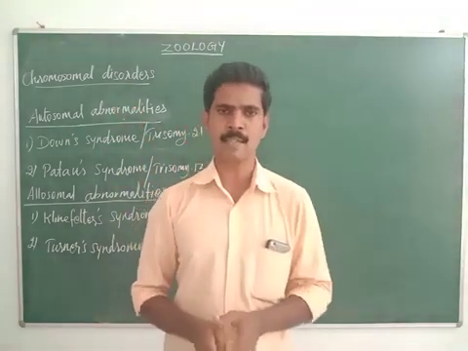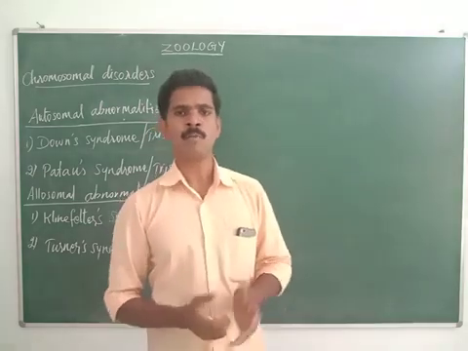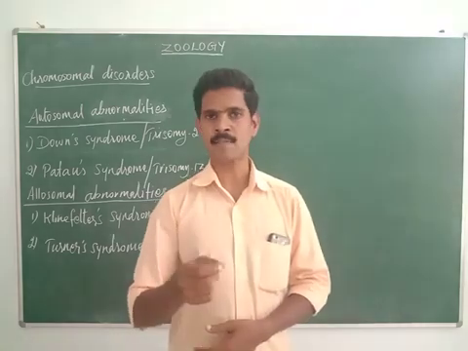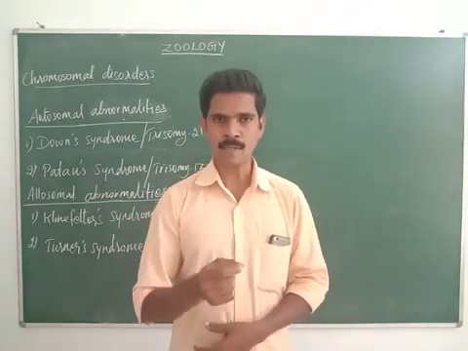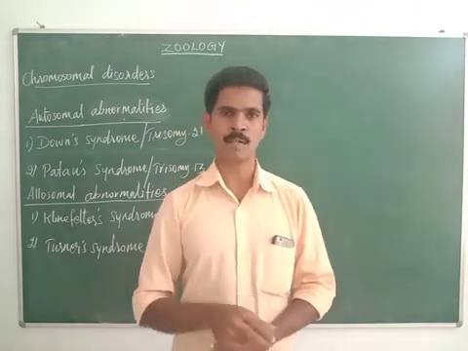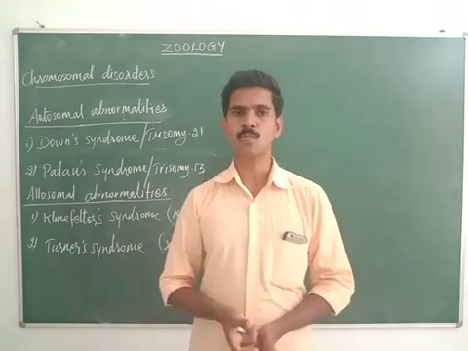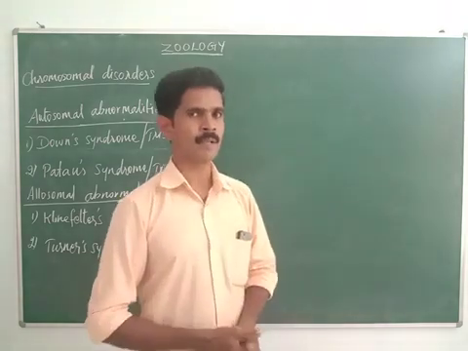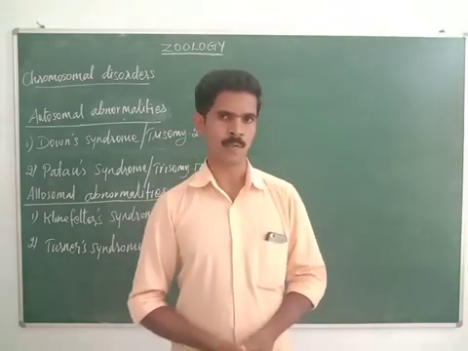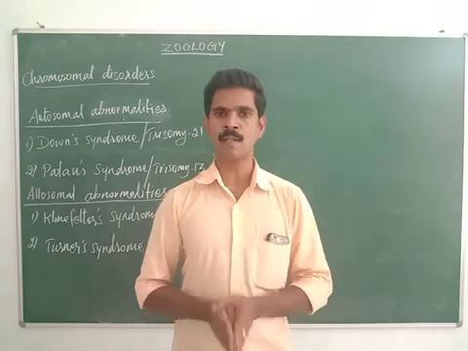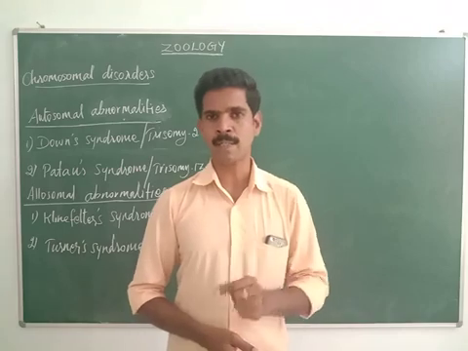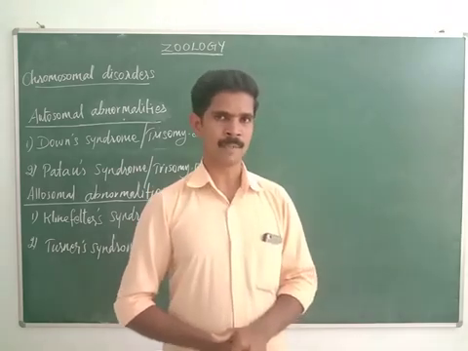Dear students, many times I told you, our body cells consist of 46 chromosomes. All these 46 chromosomes are arranged in 23 pairs. Here the first 44 chromosomes determine our somatic characters or body characters, so they are called autosomes. And the last two chromosomes, that means the 23rd pair, determine our sex, so they are called sex chromosomes, otherwise called allosomes. So the chromosomes which determine our body characters are called autosomes, and the chromosomes which determine our sex are called allosomes. Do you understand?